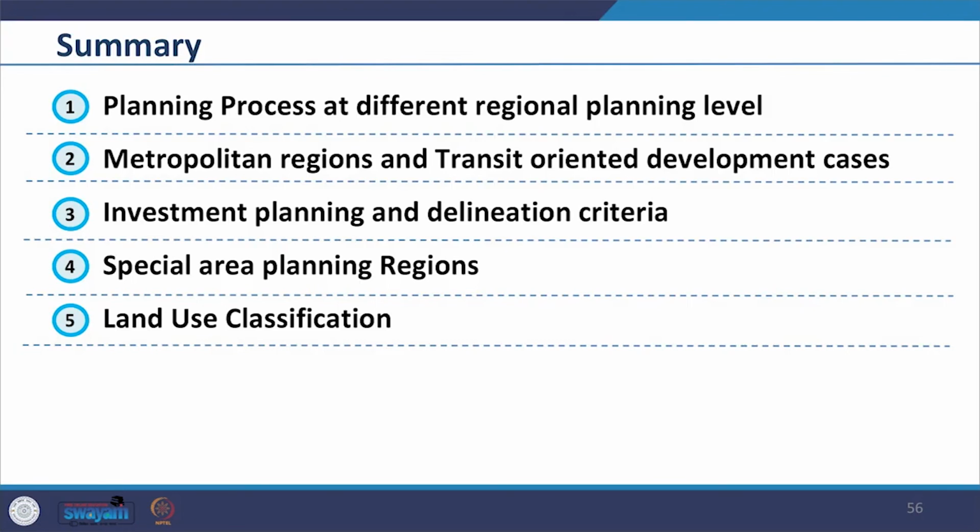So, summarizing, we have seen in this section the planning process at the different regional planning levels, where we saw how it is done at the district level, how it is done for the metropolitan area, and how it is done for sensitive areas and special investment areas as well. We also saw how plans are prepared for transit oriented development. We also looked into criteria for delineation of the region. Further, we looked into special area planning regions, and lastly we looked into land use classification.